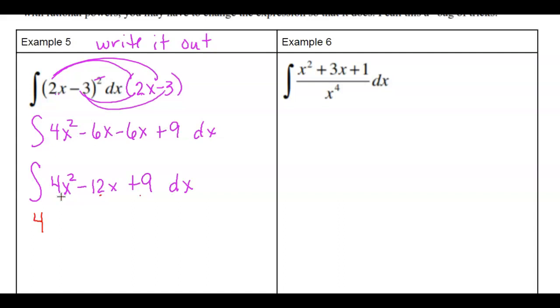So I'm going to keep the 4 and I'm going to add 1 and divide by it. This has a power of 1, so we'll add 1 and divide by it. And then this doesn't have a power, so I'll add 1 and divide by it, plus c. So notice I don't do any of that cleaning up.